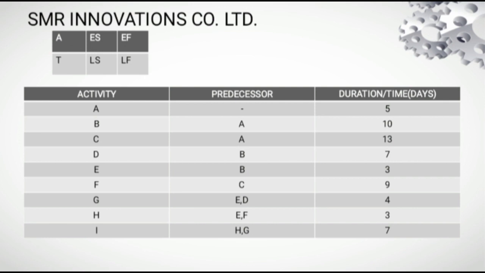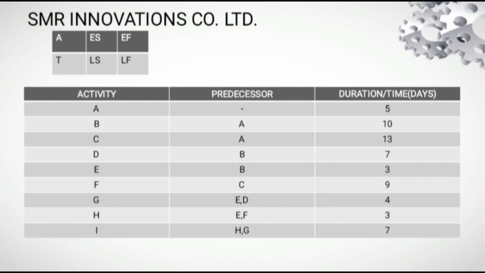Activity A has no predecessor, so it can begin at the start. Activity B needs A to be completed before it can start. Activity C also depends on A. Activity D depends on B. Activity E depends on B. Activity F needs C. And activity G has two predecessors, E and D, to be done before it can start.